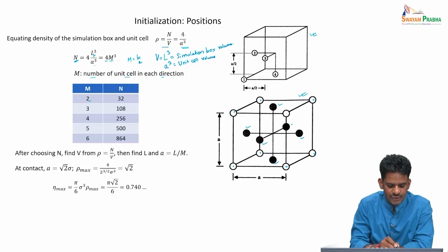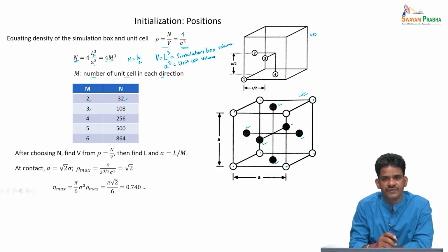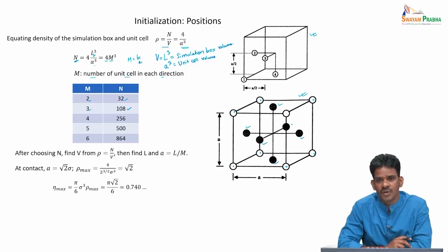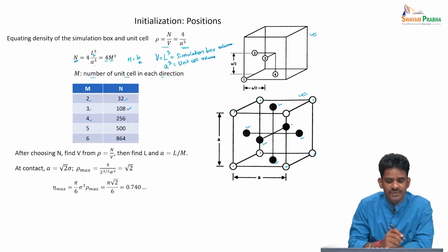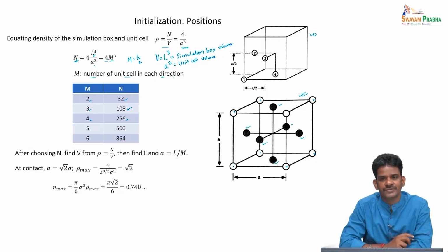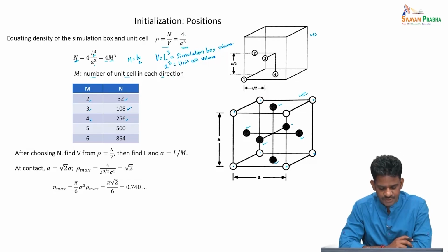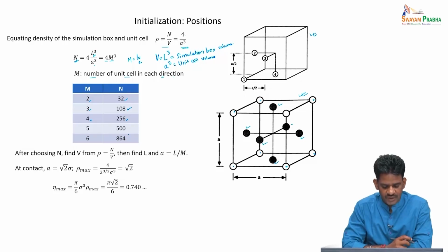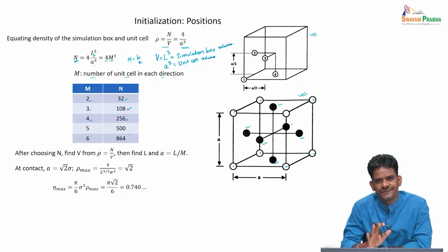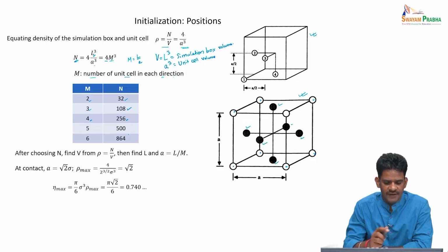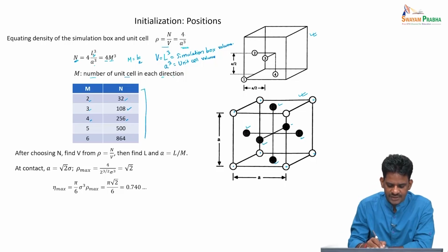If you choose m equal to 2, N becomes 32. If you choose m equal to 3, that means we are replicating the FCC unit cell 3 times in each direction, and we are able to assign 108 particles in the simulation box. If I use m equal to 4, I can use 256 particles in that simulation box, and the list goes on. So, when we use this FCC lattice as an initial condition, we always have to decide the number of particles in this range.